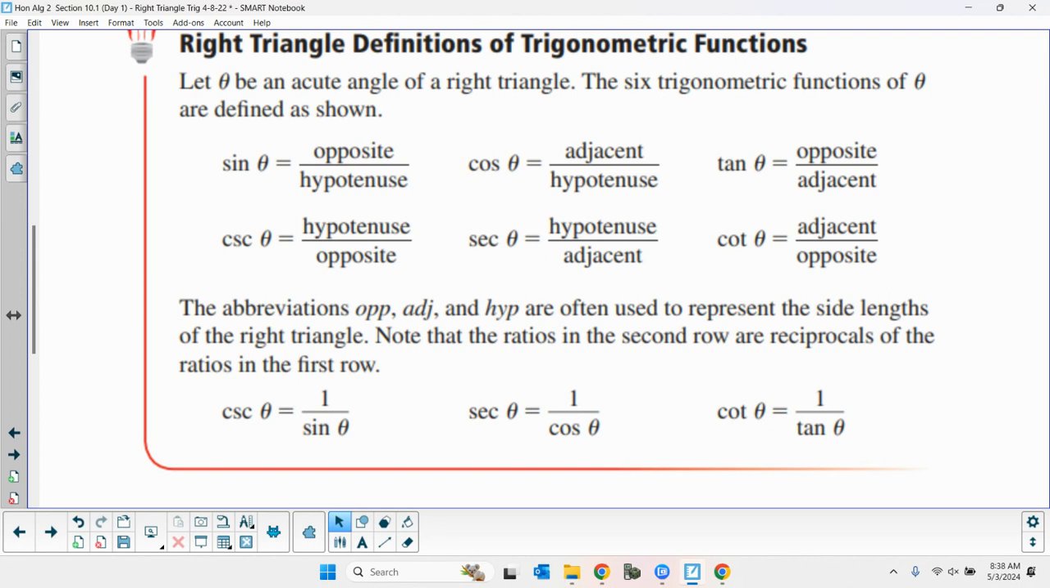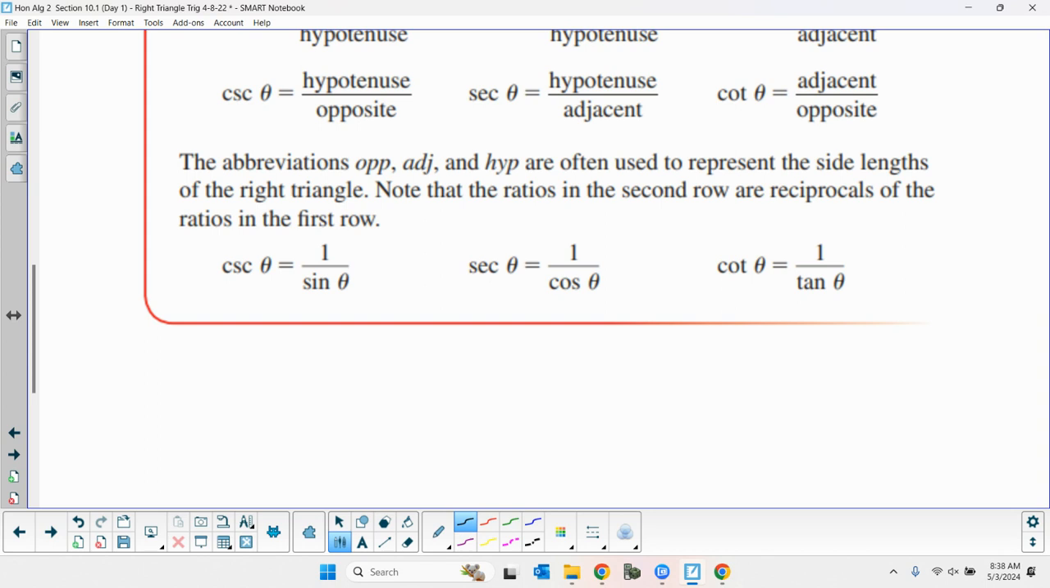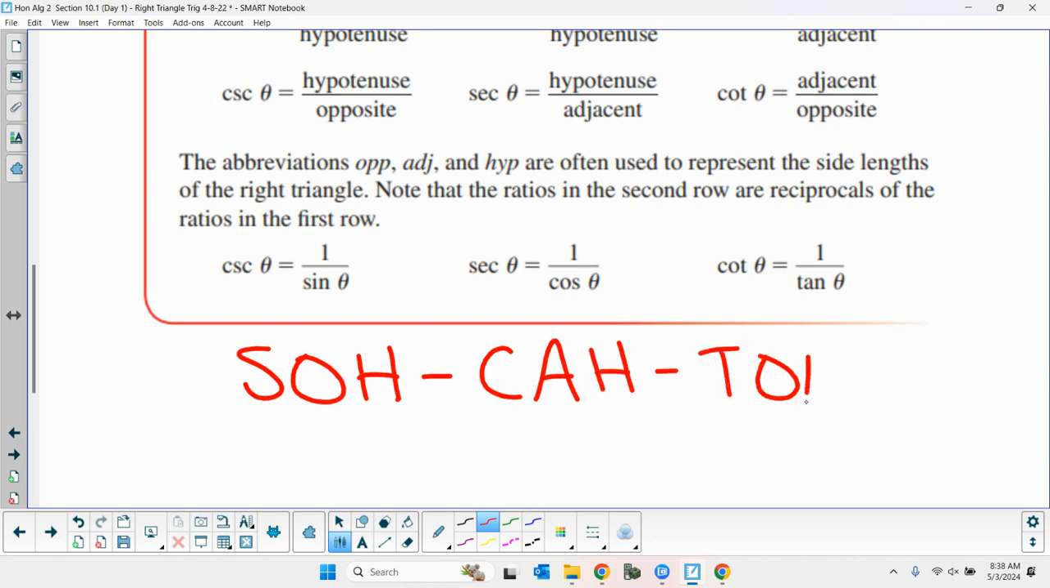Okay? So the way I've always taught my kids, or I was taught, and I do the same thing, is remember the mathematical Indian chief, SOHCAHTOA. S for sine, O for opposite, H for hypotenuse. C for cosine, A for adjacent, H for hypotenuse. T for tangent, O for opposite, A for adjacent. So SOHCAHTOA is what I always say. Help you remember. Okay?